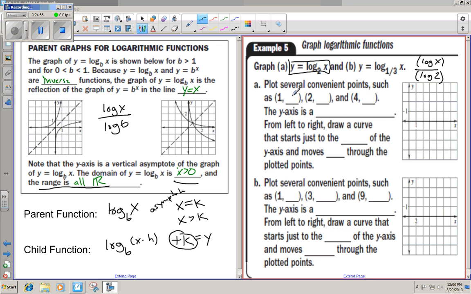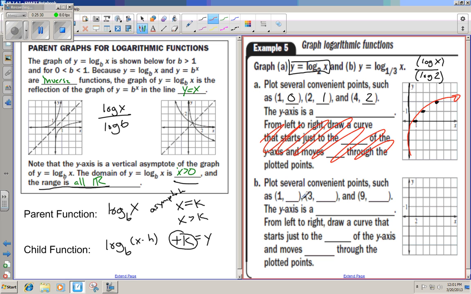You have some nice points like (1, 0), (2, 1), and (4, 2). The asymptote is x equals 0 right through here. So when I graph this line, it's barely going to touch the asymptote. It's going to look like that. So you don't have to do very much of this stuff at all.